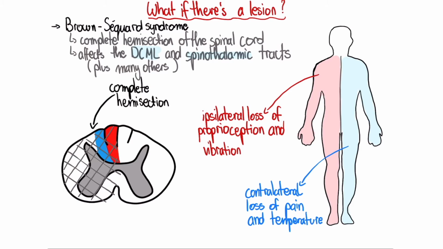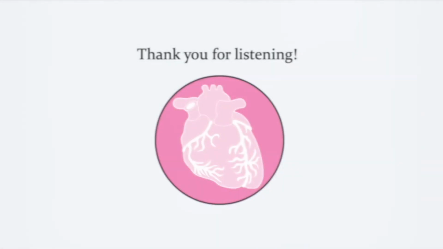The reason these sensations are lost contralaterally is due to the Spinothalamic Tract decussating in the cord as opposed to higher up the central nervous system. To learn more about the Spinothalamic Tract, our video on it will be linked in the description box. This concludes our mini medical neuroanatomy video on the DCML tract.